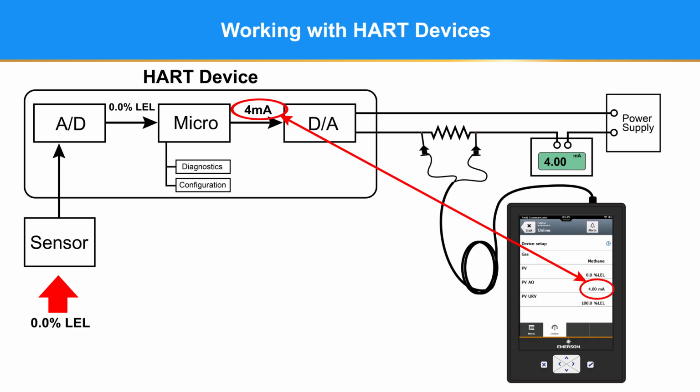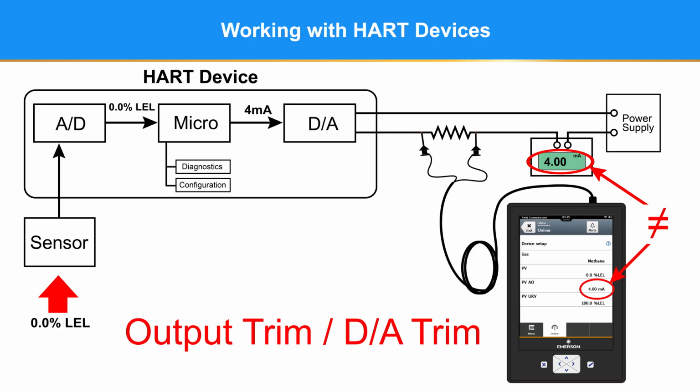You need to compare the actual milliamp output of the device to the milliamp value displayed on the TREX. If they don't match, and you are sure the milliamp meter or whatever is measuring the milliamp output is accurate, you need to perform, dependent on the manufacturer, an output trim, sometimes called output calibration, and sometimes, by Det-Tronics, a D to A trim to get them to match.